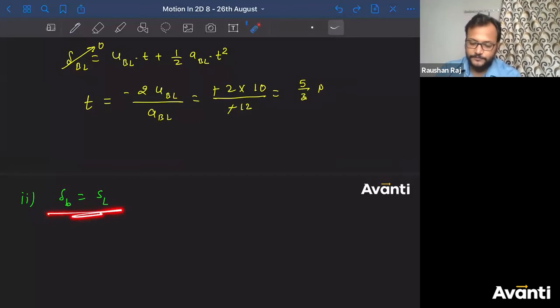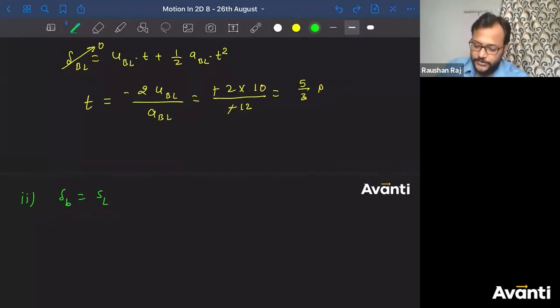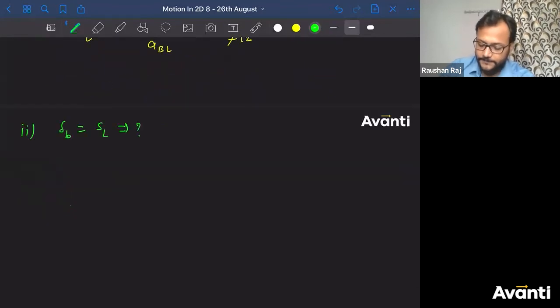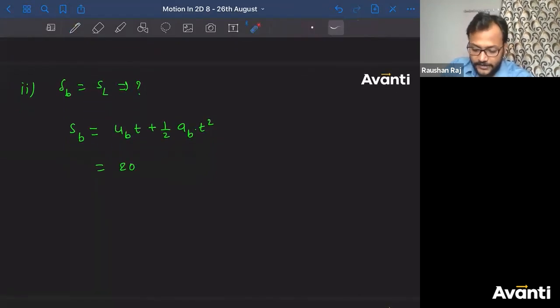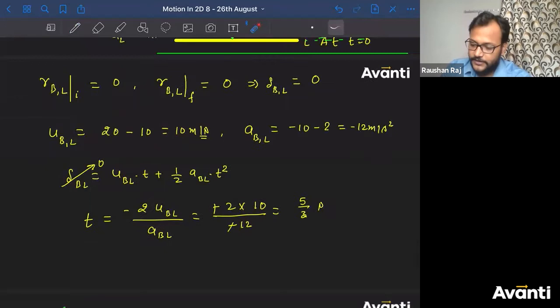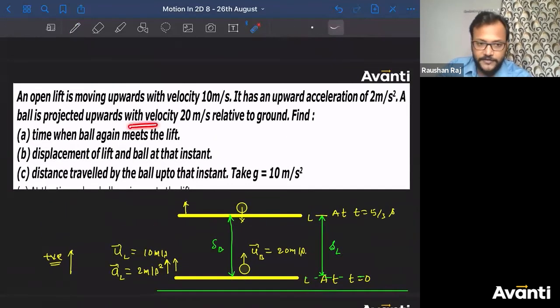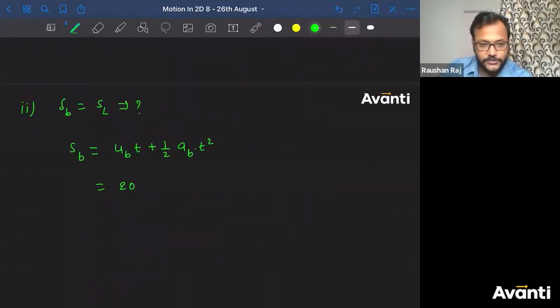How do I get this value? So you can use any of the formula. You can use the equation for ball also. You can use the equation for lift also. Okay. So if I use for the ball, I'll say SB is equal to UB T plus half into AB into T square. What is SB? That we need to find. What is UB, bachalo? The 20. Now, here with respect to ground, it is given directly. The ball has been thrown upward with a velocity of 20 meters per second with respect to ground. So 20 is the answer. In upward direction, so positive.